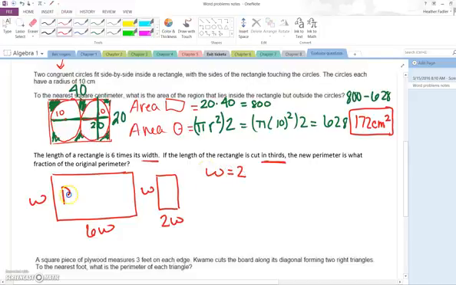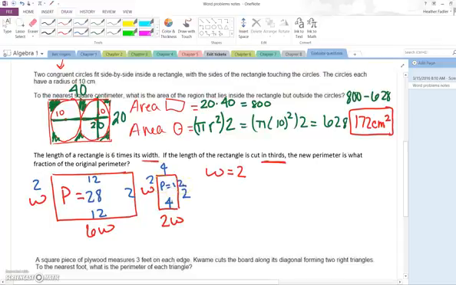Let's find the perimeter of the original rectangle if w was 2. That means we're going to have 2, 2, 12, and 12. 2 and 2 is 4, 12 and 12 is 24, which gives us 28. Now the new rectangle: w still needs to be 2, so we would have 2, 2, 4, and 4. 4 and 4 is 8, plus another 4 gives me a perimeter of 12.